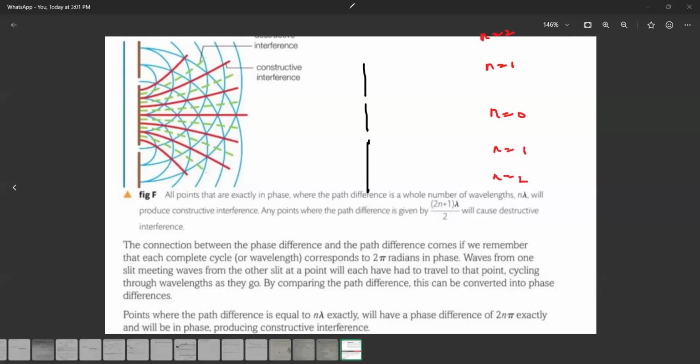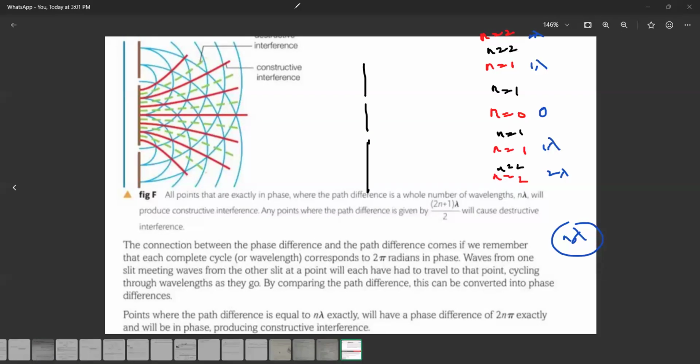So for maxima, the constructive interference, we say the path difference is n lambda. N lambda means here the path difference is 0 lambda. Here it will be 1 lambda, 2 lambda. Here it will be 1 lambda and 2 lambda. Then we also have destructive interference where they cancel out. Let's say this is the first destructive interference, second destructive interference.